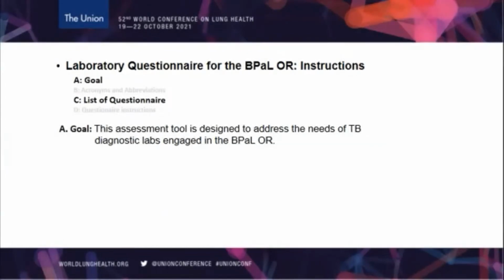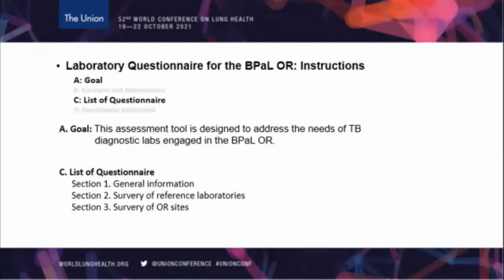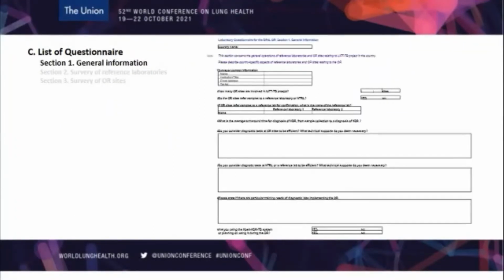This toolkit is designed to address the needs of TB diagnostic labs for those engaged in the BPaL OR. And the toolkit consecutively brings general information, questionnaires of reference laboratories, and then questionnaires of OR sites. General information requests country name, the contact information of the surveyor who carries out the needs assessment using this toolkit, the number of reference laboratories and OR sites to be engaged, and reference laboratories to perform diagnostic tests for associated OR sites.